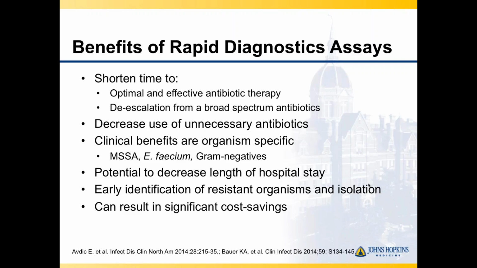So what are some of the benefits of rapid diagnostic assays? They can shorten time to optimal and effective therapy. They can de-escalate from broad-spectrum antibiotics or shorten the time to de-escalation. They can also help decrease use of unnecessary antibiotics. The clinical benefits are organism-specific. Most of the benefits that we have seen were for MSSA, Enterococcus faecium, and gram-negatives. They do have a potential to decrease length of hospital stay, which is also organism and institution specific. Early identification of resistant organisms can also help with early isolation. And they can potentially result in significant cost savings.